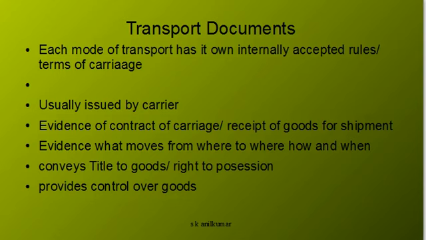It tells who is the shipper. It also tells who is the carrier and who is the consignee to whom the goods will be given. It conveys title to the goods. It gives the right to possession. It provides control over goods. These are the significant points of a transport document. That is why banks mostly call for the bill of lading consigned to the order of the bank of the buyer.